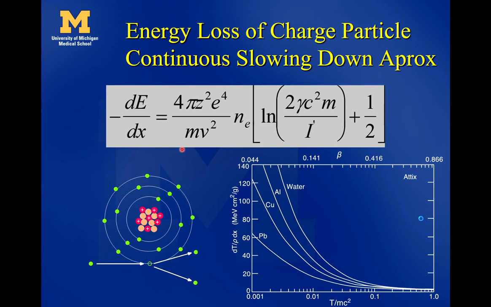Here's a nice big complex equation that is used to describe ionization. This is called the continuous slowing down approximation. It's when an electron comes in. Here I've drawn it correctly. Electron comes in, ionizes, and causes some type of ionization here.